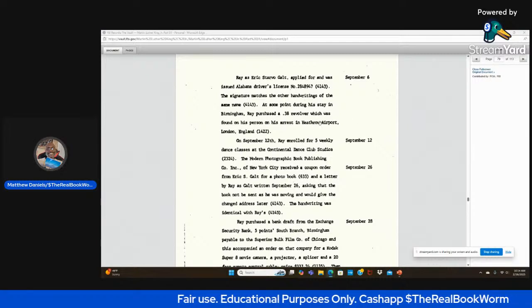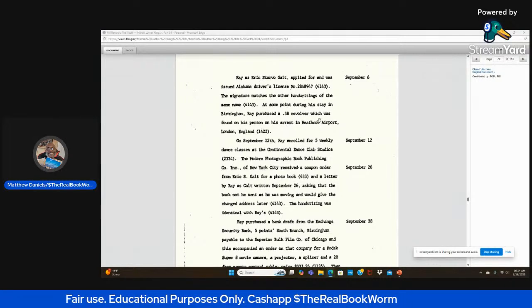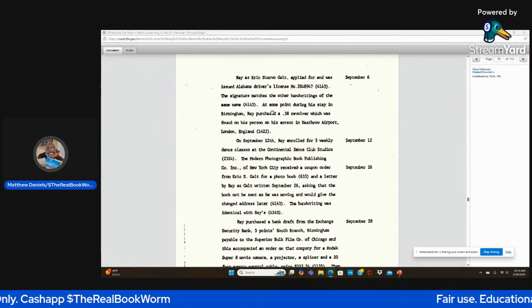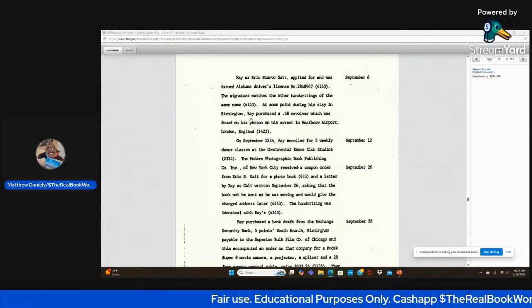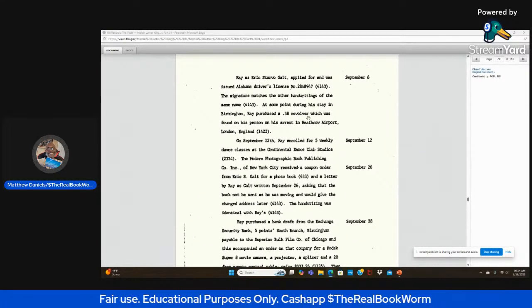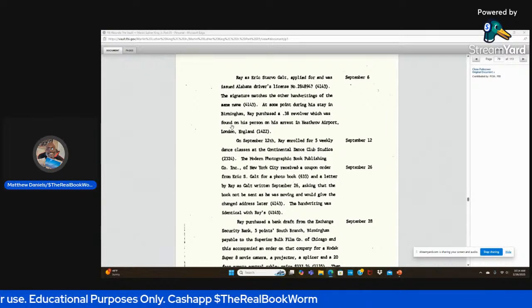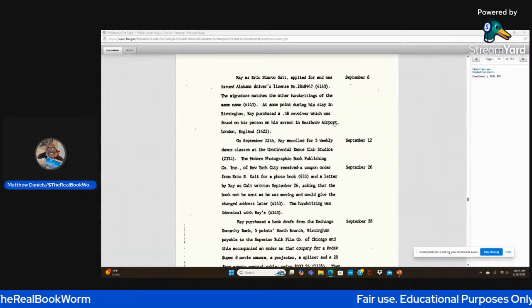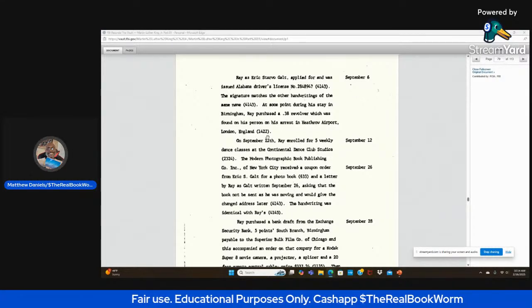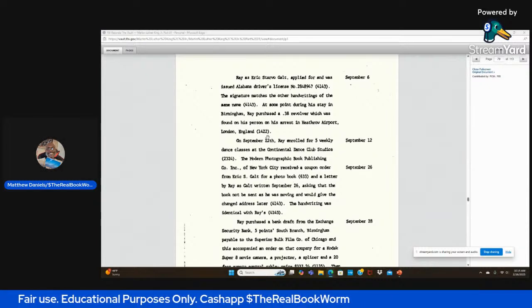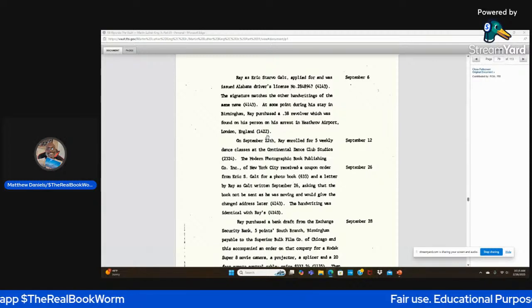You see? And get this, family. I want y'all to really think. Look, I'm gonna read it again. See if y'all catch it. Then I'm gonna explain it. At some point during his stay in Birmingham, that's Birmingham, Alabama, Ray purchased a .38 revolver, which was found on his person on his arrest in Heathrow Airport, London, England. He purchases a gun in Birmingham, Alabama. He gets caught with this same gun in London, England.